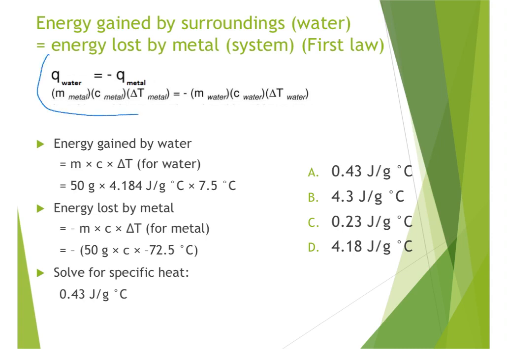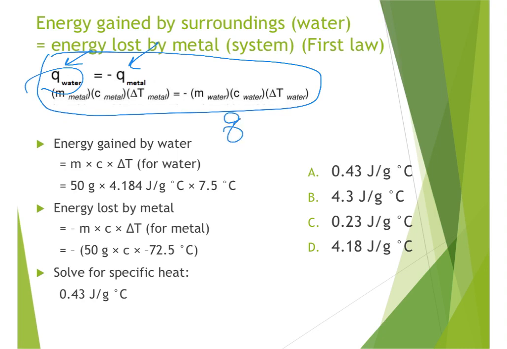Remember conservation of energy. Whatever energy is given up or taken in by the system will be taken in or given up by the surroundings. Because of that, you can set the Q, or the heat of, in this case, the water, which is the surroundings, equal in magnitude but opposite in sign to the heat of the metal.